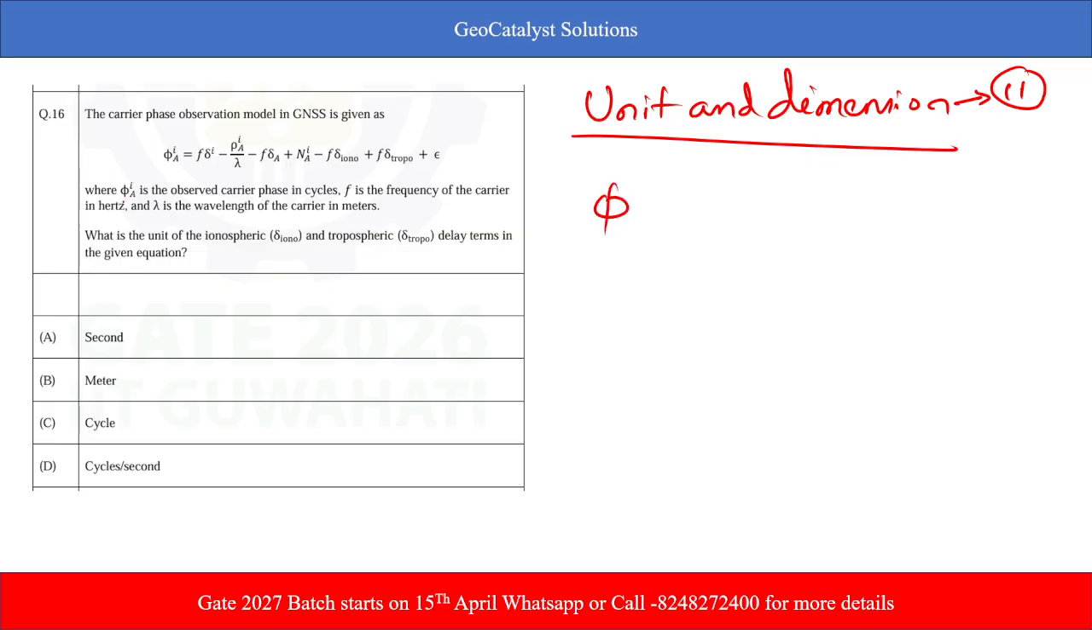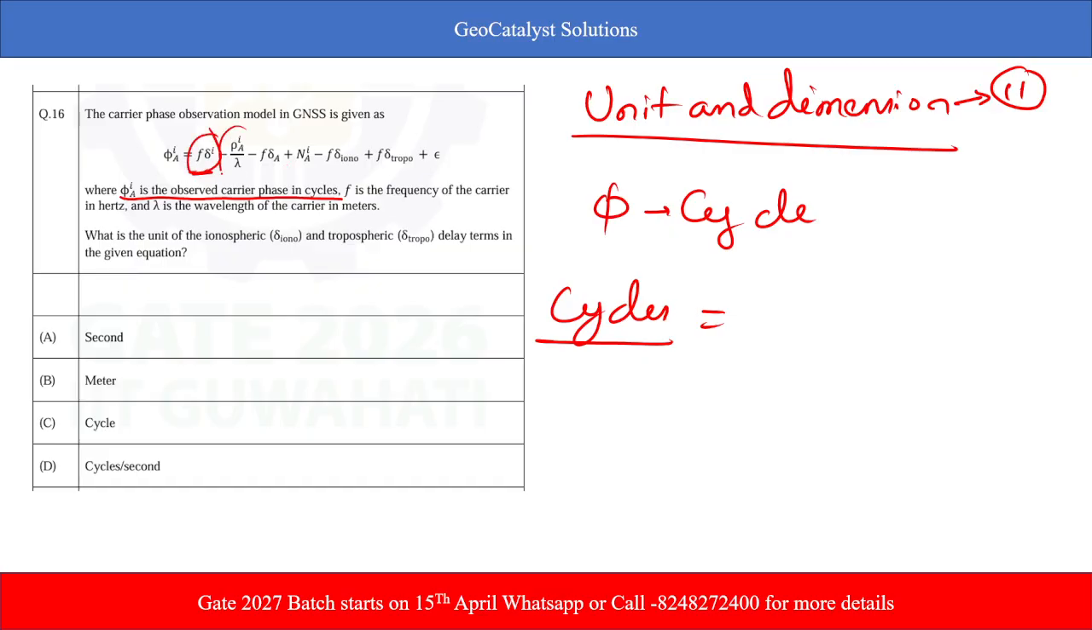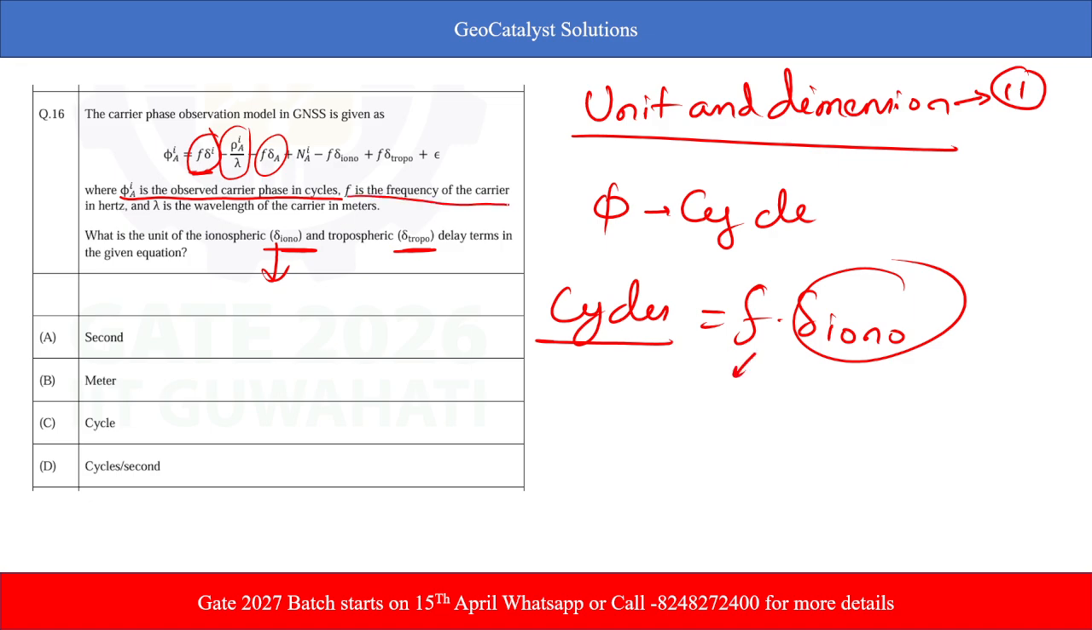phi, they have told it is in cycle. Okay, so left hand side is cycle. Now we can add same units. Okay, so anything, this will be in cycle. So now they are asking for delta tau. This delta doesn't mean displacement here. Okay, so what they are telling, f into delta tau. Delta tau is something we don't know what it is. Okay, but we know what f is. They have written in the question, f is frequency of carrier in hertz.